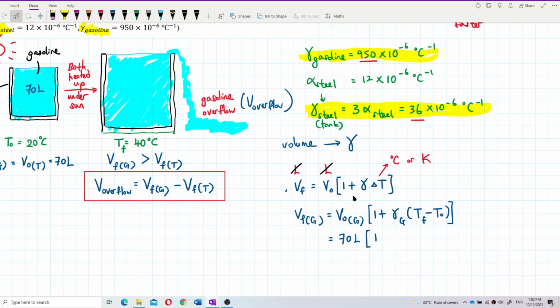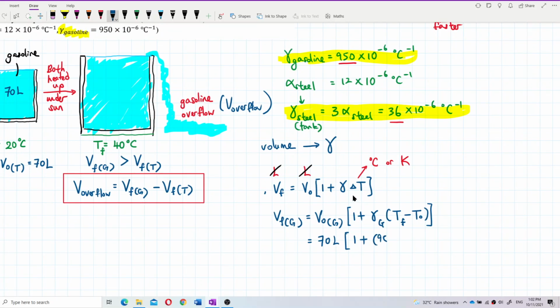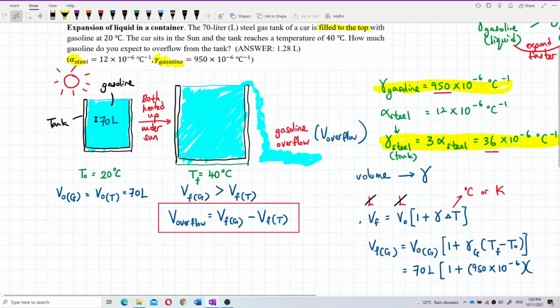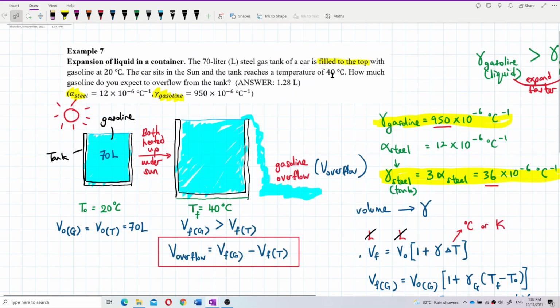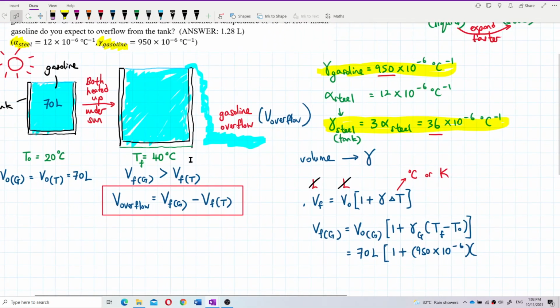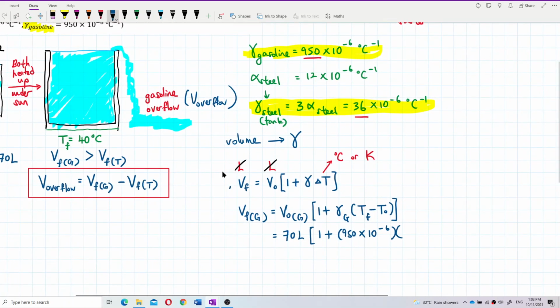Gamma for gasoline is 950 exponent negative 6. And then the final temperature minus the initial temperature. That's why you draw a picture. Take all the data from the picture and substitute into your formula. Don't leave your data inside the question, it's very hard to find. Draw a picture, then it's easy to solve. This is final, this is initial: 40 minus 20.